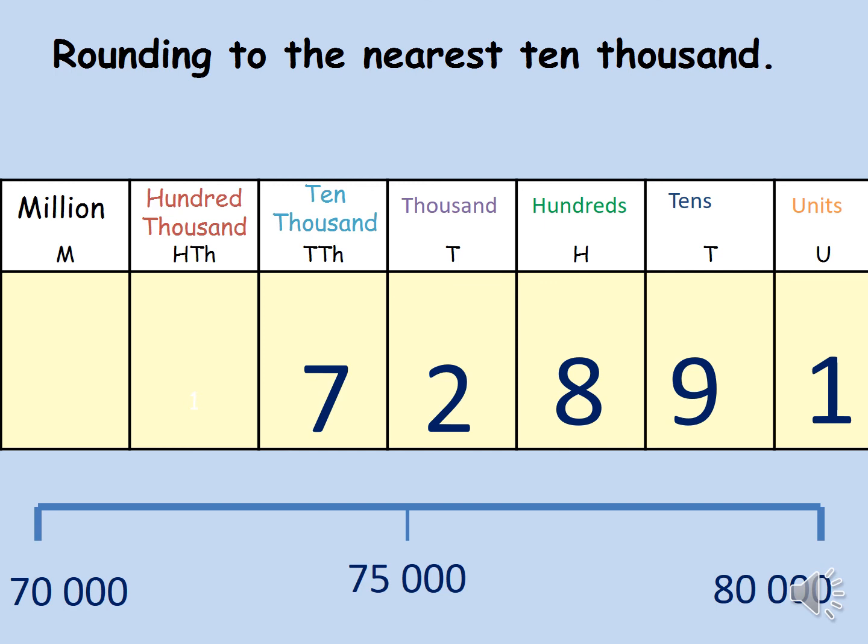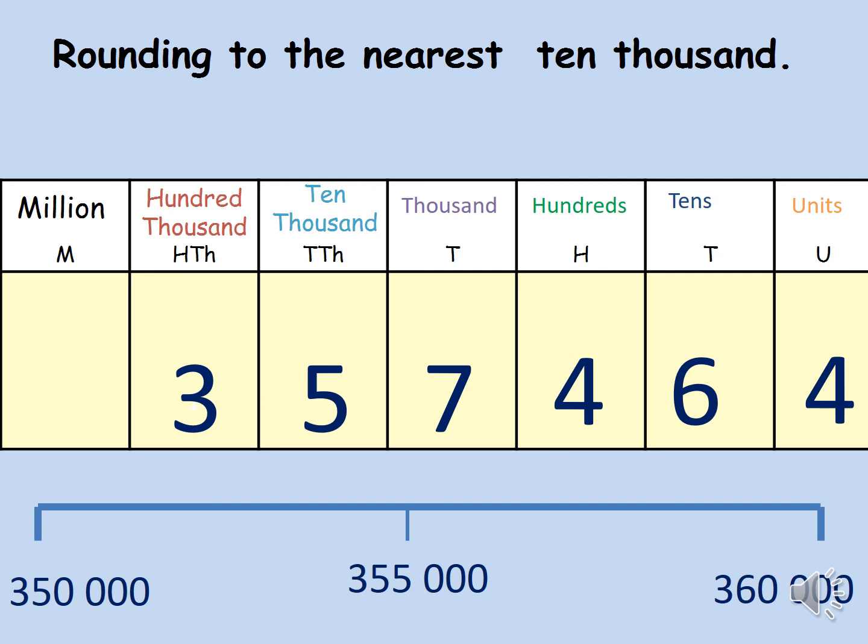We've got this number now, 72,891. This number sits between 70,000 and 80,000. Let's look at that thousand column. It's a 2. Now that's below 5, so in this case, we'll round the number down to 70,000.